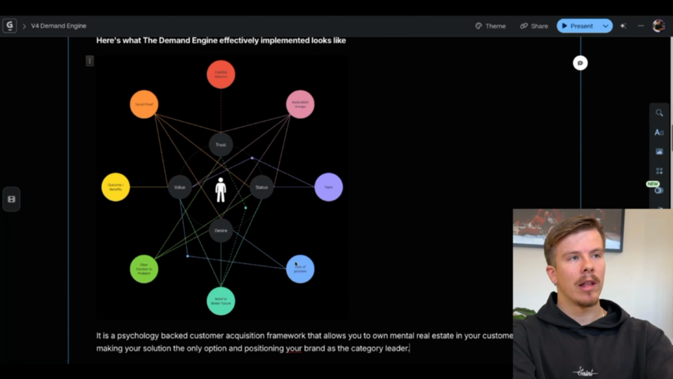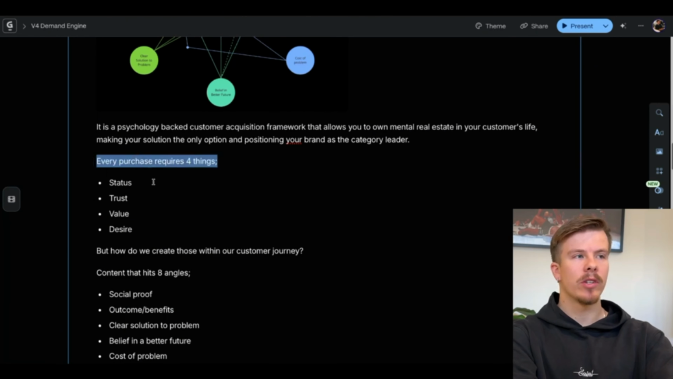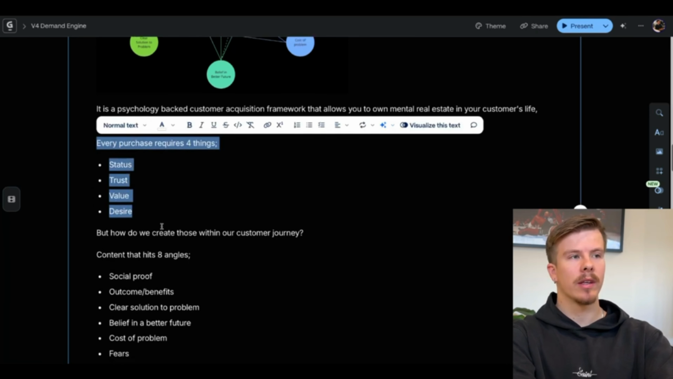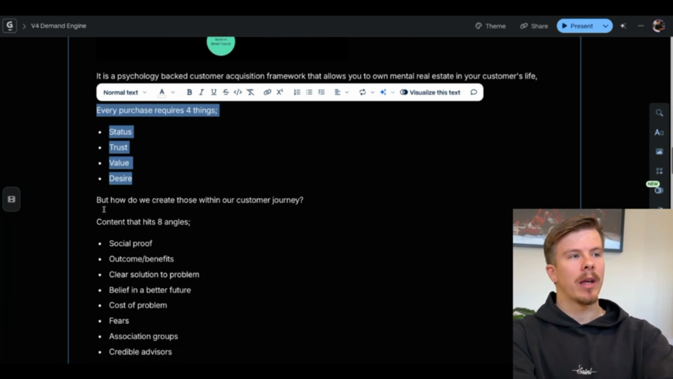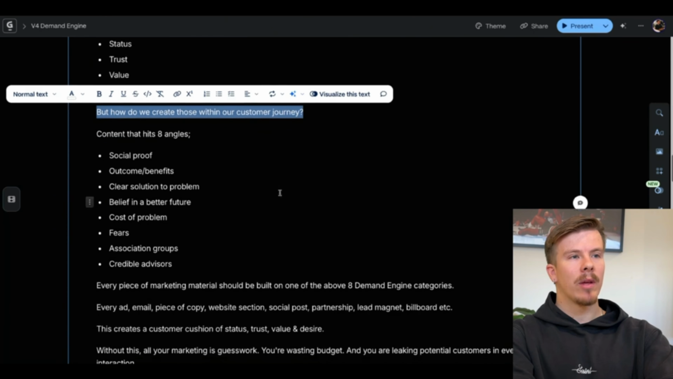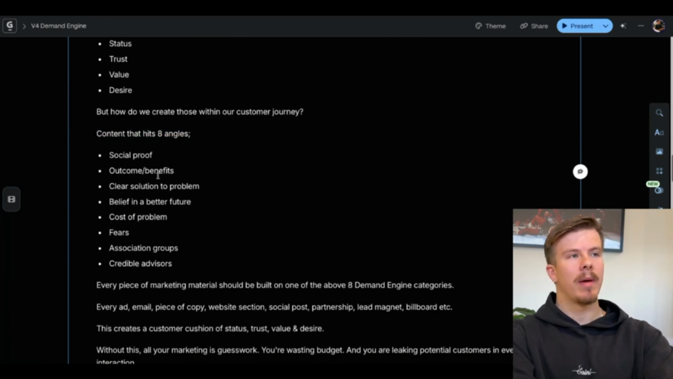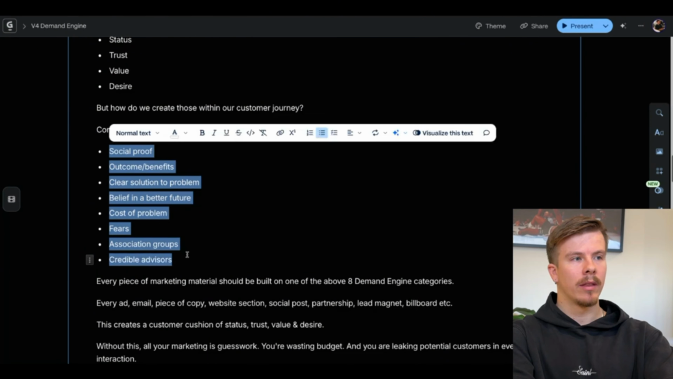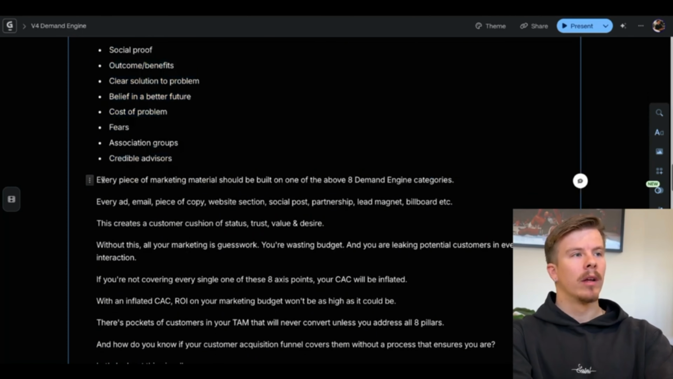This is visually what that looks like when this content system is installed. It's like a web of perception. So what I just ran through: every purchase requires these 4 things. And we spent a lot of time distilling these down into the most valuable ones without trying to make it too complex. But how do we create those 4 things? There are the 8 pillars inside the Demand Engine. The 8 here, which the resource goes into more detail on.